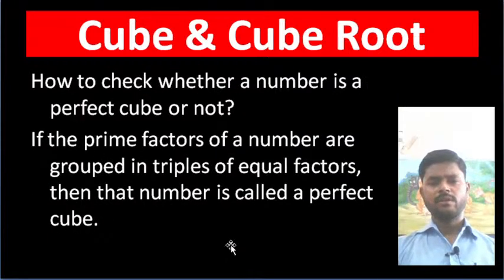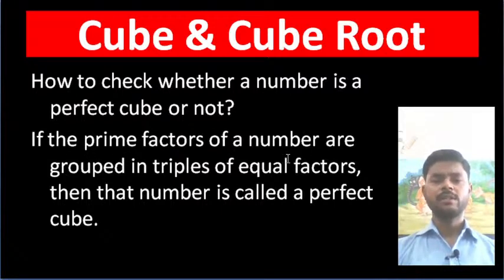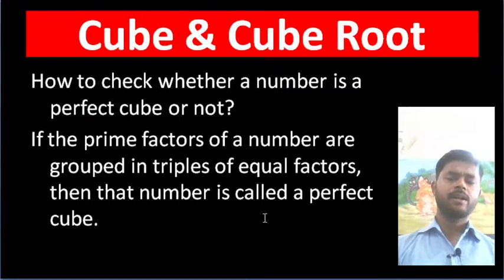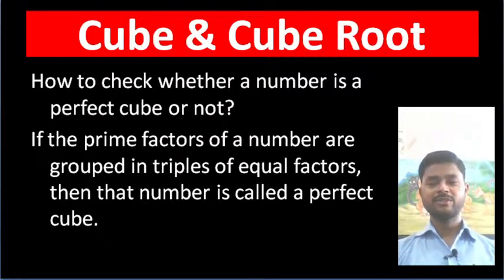Now one question will arise in your mind: how to check whether a number is a perfect cube or not. This is a simple, general question. If the prime factors of a number are grouped in triples of equal factors, then that number is called a perfect cube. Remember this golden rule once again. This golden rule will help you to check whether a number is a perfect cube or not.